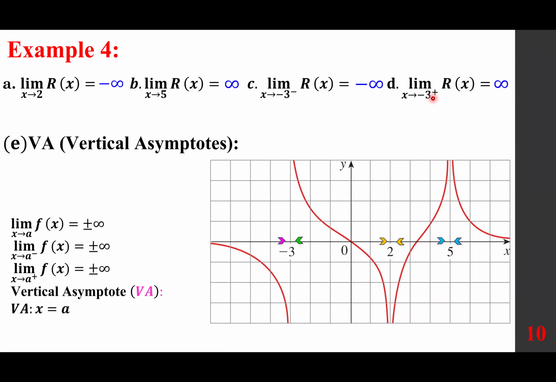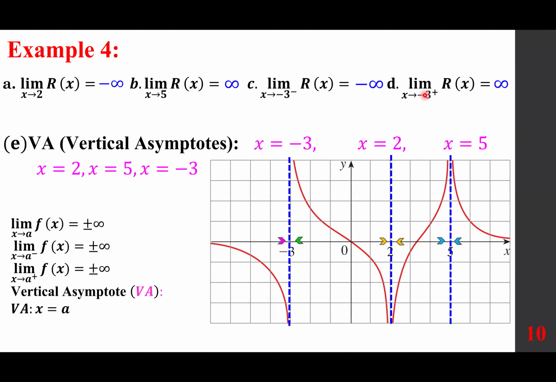All of them can give rise to vertical asymptotes in the following manner: x equals 2, x equals 5, x equals negative 3. This one gives you the same thing. And so we have vertical asymptotes x equals 2, x equals 5, x equals negative 3, and this is from left to right, x equals minus 3, x equals 2, and x equals 5.